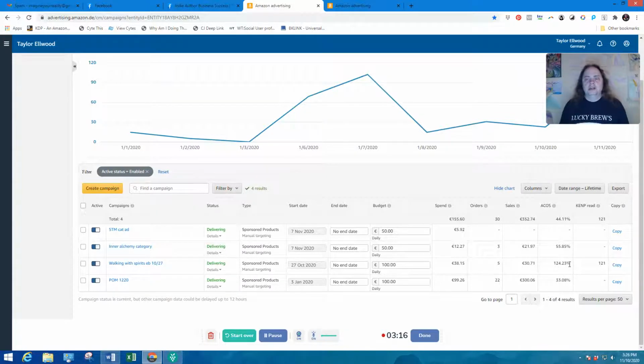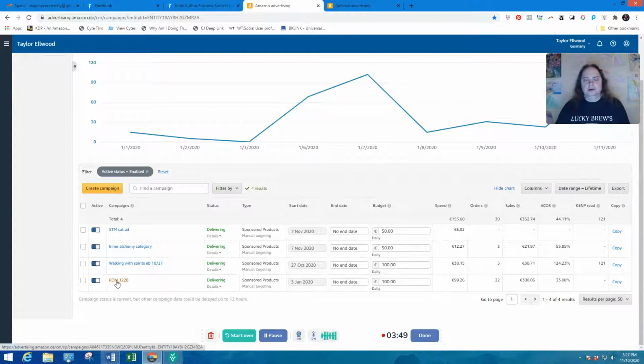But suffice to say that if you look in contrast to the other ads, all of which are category, two of those ads are doing great. This one, the STM cat ad, hasn't had any sales yet, but we'll see. It's early. I literally only started it 3 days ago. I'm going to give it time, but the Inner Alchemy category, I've already had 3 sales, and the sales do exceed the spend. It's not great in terms of average cost of sales, but I'm willing to give it a little bit of time.